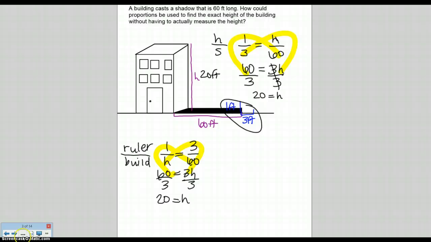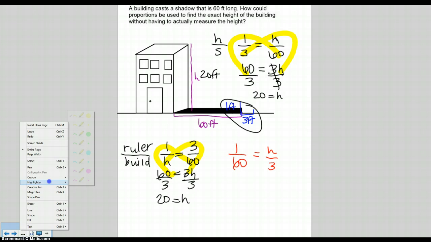So look at what happens when we don't keep everything together. I'm going to put the height of my ruler over the shadow of my building. Then I'm going to put the height of my building over the shadow of my ruler. So I've kept the heights going across and the shadows going across, but I haven't kept each part of the proportion together. I haven't kept the ruler together, I haven't kept the building together.